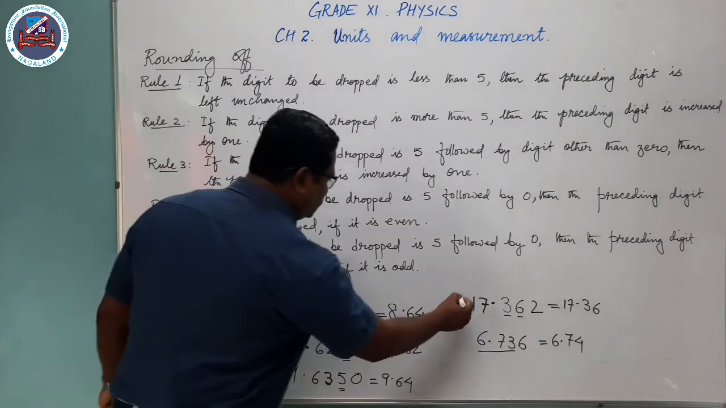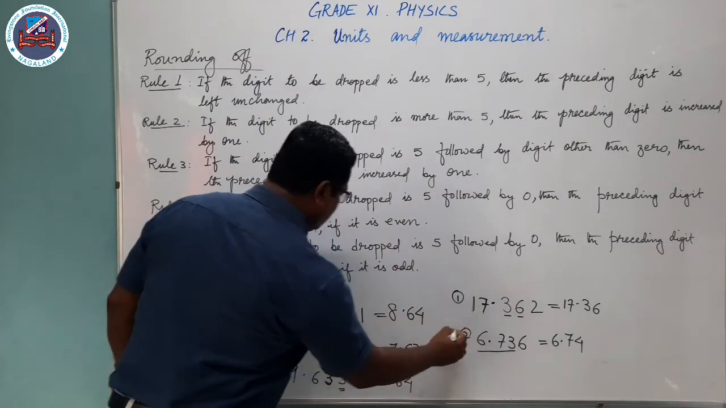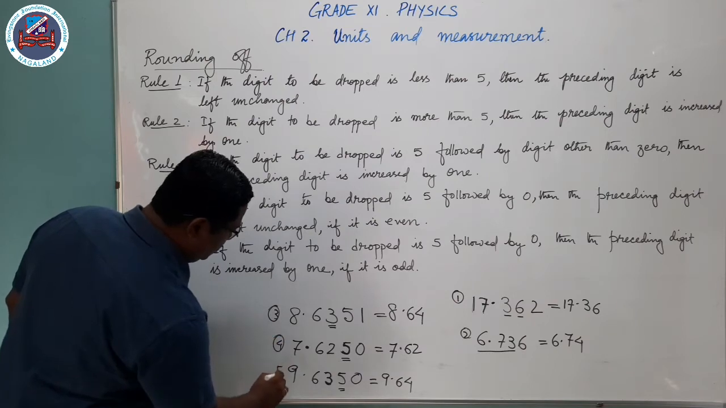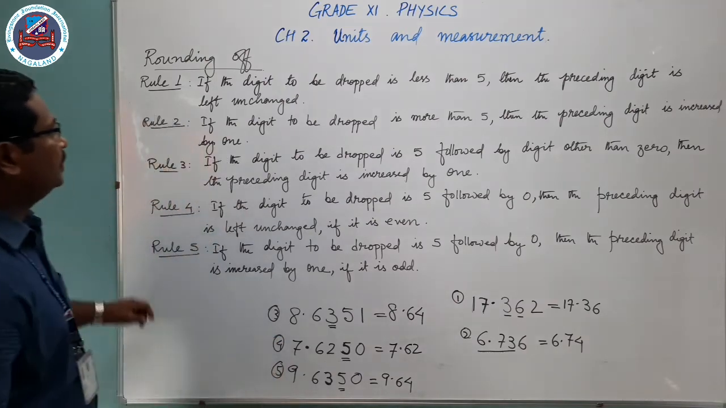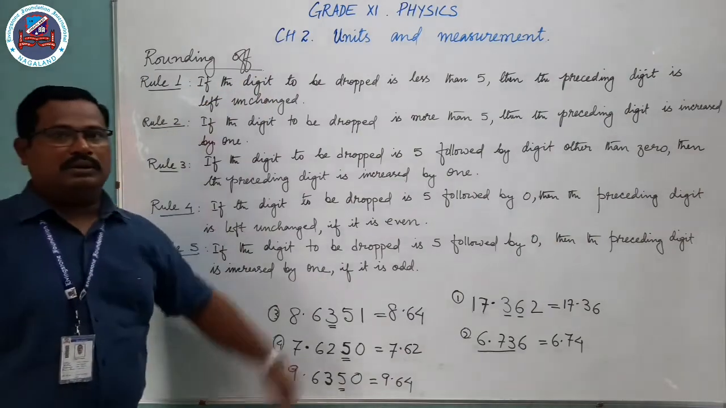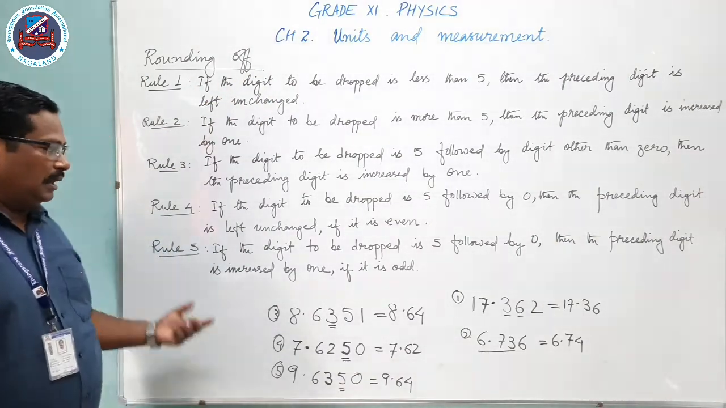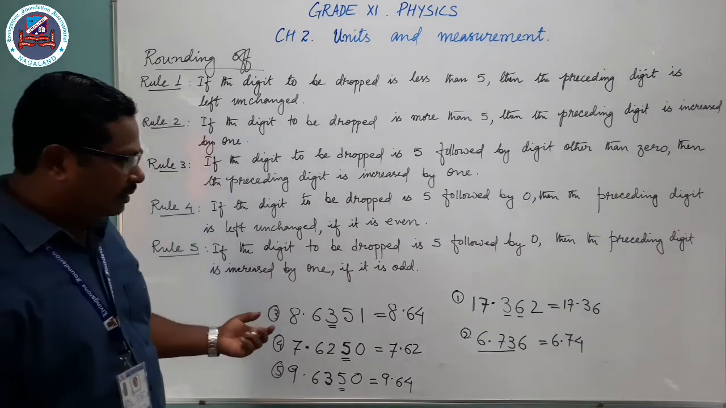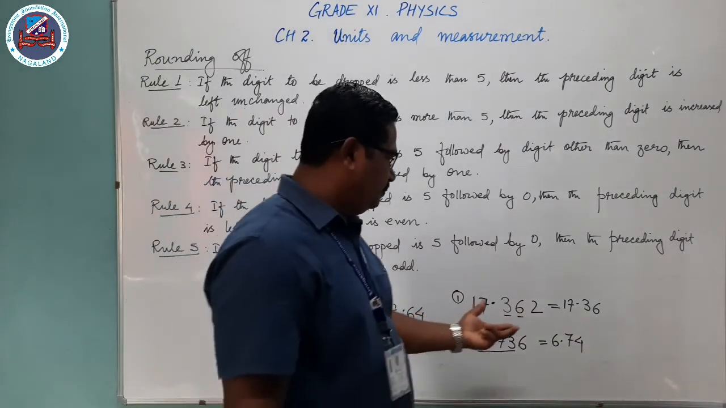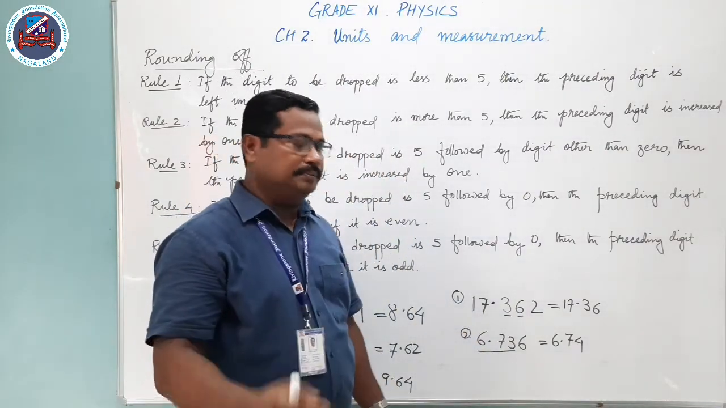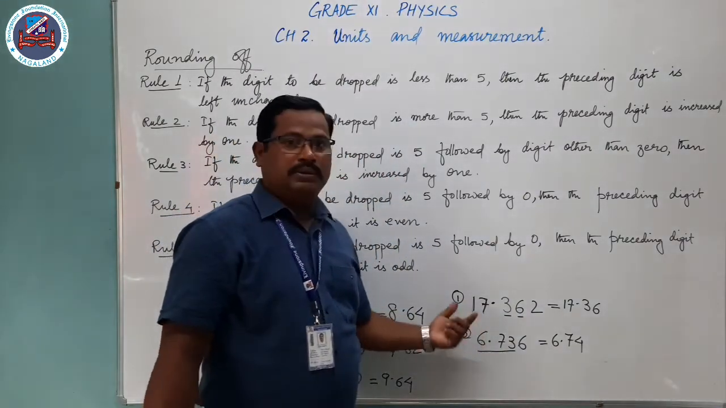Like this, you'll have to follow all the 5 rules. This is for the first one, this is the second one, this is the third one, this is the fourth one, and this is the fifth one. So these are the rules that you have to follow while rounding off digits. But up to how many digits you are going to round off also matters. In all the cases, I have rounded off up to 2 decimal places, taking 2 digits after the decimal. It will depend on the question.